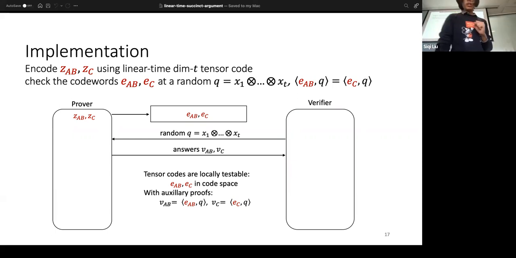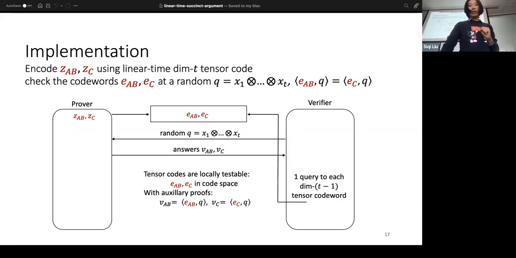Okay, and the second step, the soundness check part of this protocol, is where the verifier would query EAB and EC. Is T a constant? Yes, it can be any constant, but we cannot afford to make it super constant, basically.